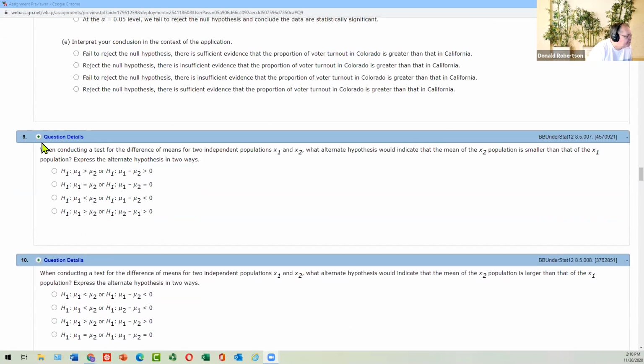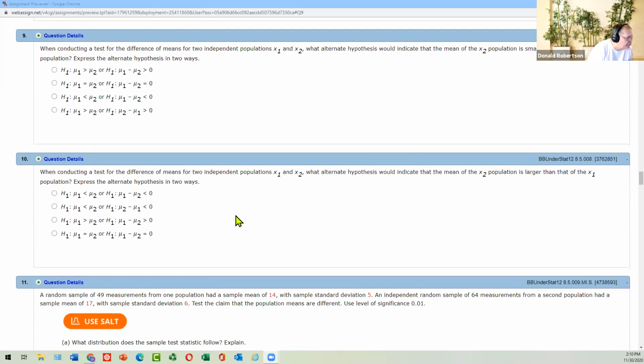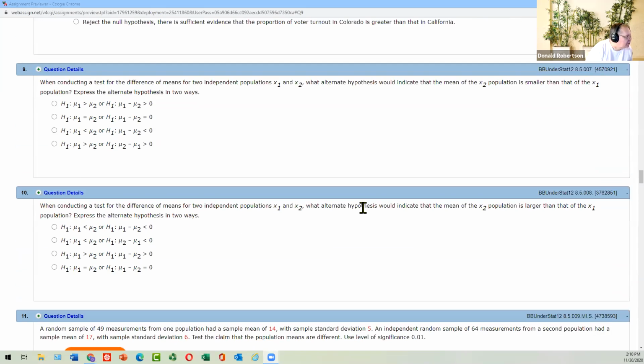Okay. So these questions here, 9 and 10, are really just alternate and null hypothesis. So we kind of did cover them, but we'll do it anyway. When conducting a test for the difference between two independent populations, what alternate hypothesis would indicate the mean of x2 is smaller than the mean of x1? So you're just looking for, well, to say that x2 is smaller than x1, another way of saying that is that x1 is bigger than x2.